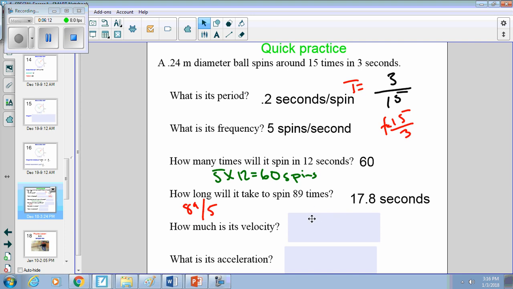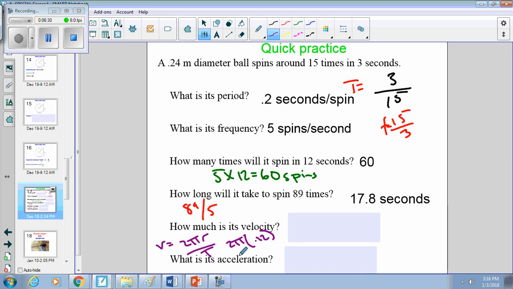How much is its velocity? All right, so velocity equals 2 pi r divided by our period. Our period over here is 0.2, so 2 pi times our radius, which is 0.12, divided by our 0.2. I took 0.12 instead of 0.24 because it's the radius. If you want to use the 0.24, then you can just do pi times the diameter. That also is the same thing. And you should get 3.77.